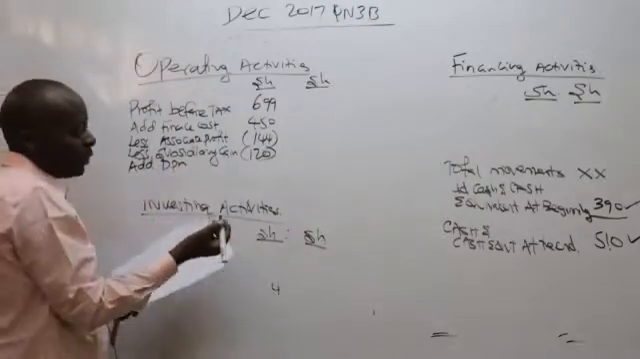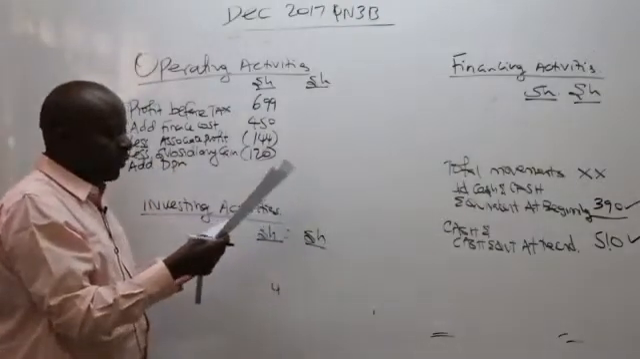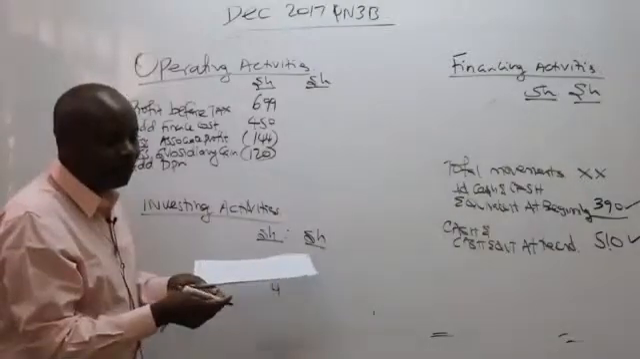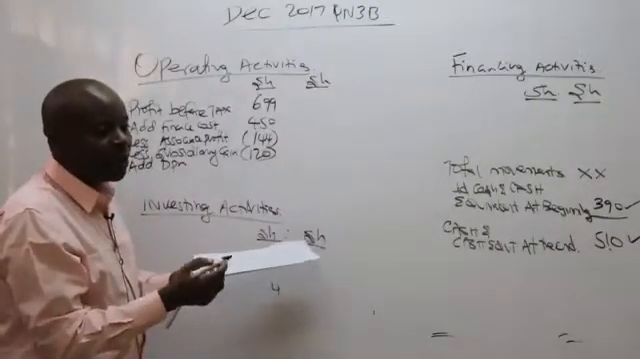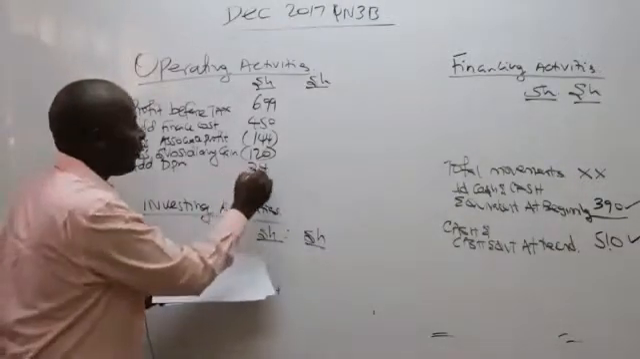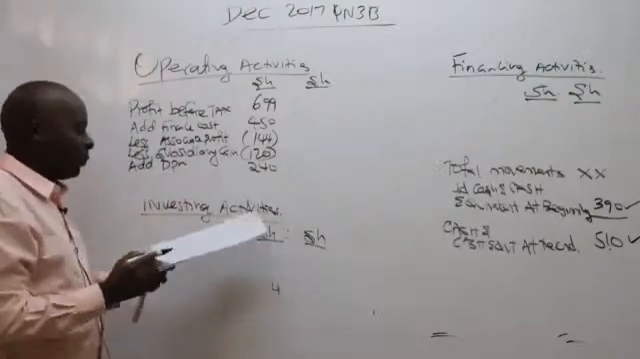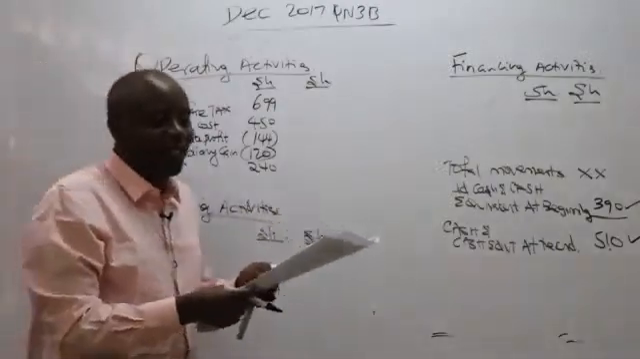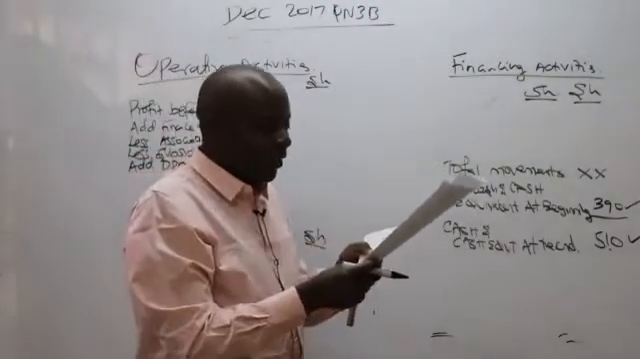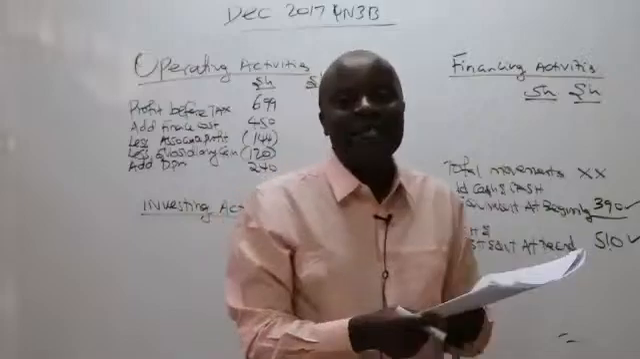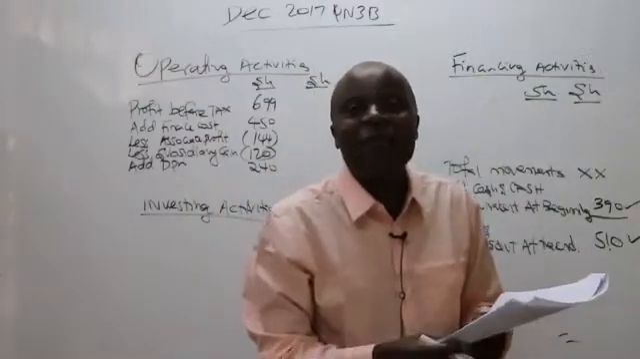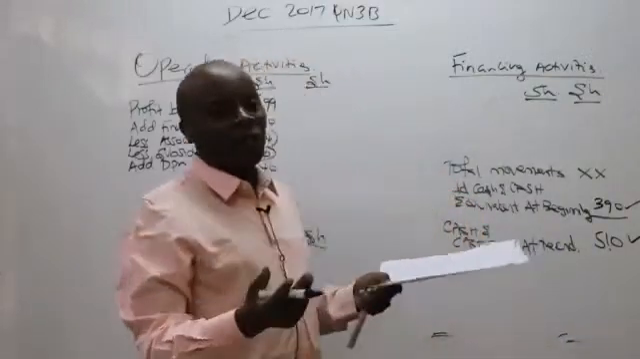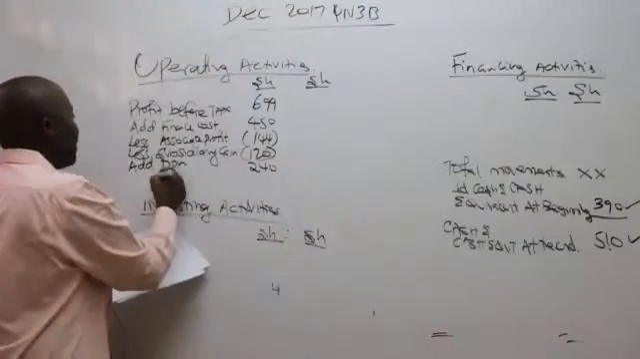So we are lucky because this has been computed for us. Depreciation of how much, ladies and gentlemen? 240 positive. From there, we also have this loss, the loss on disposal of this asset. We know that also that loss is fictitious.